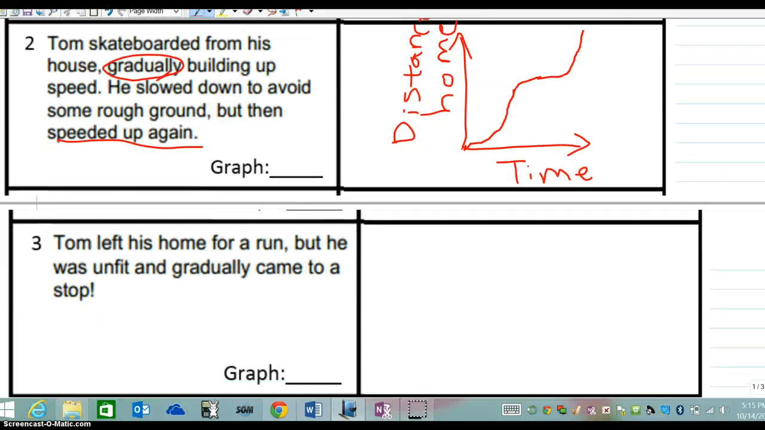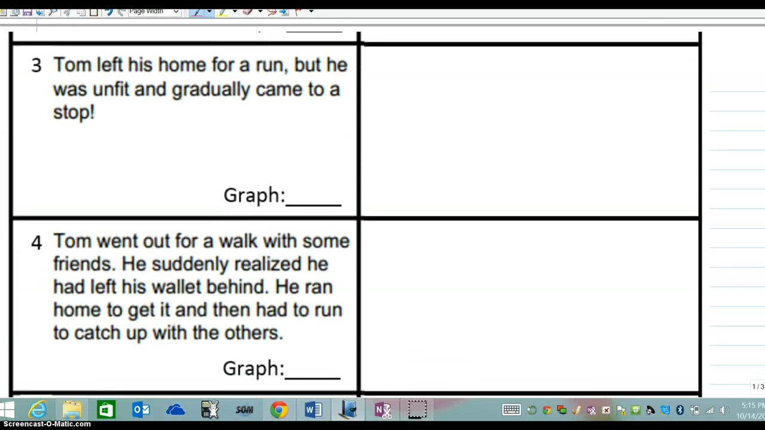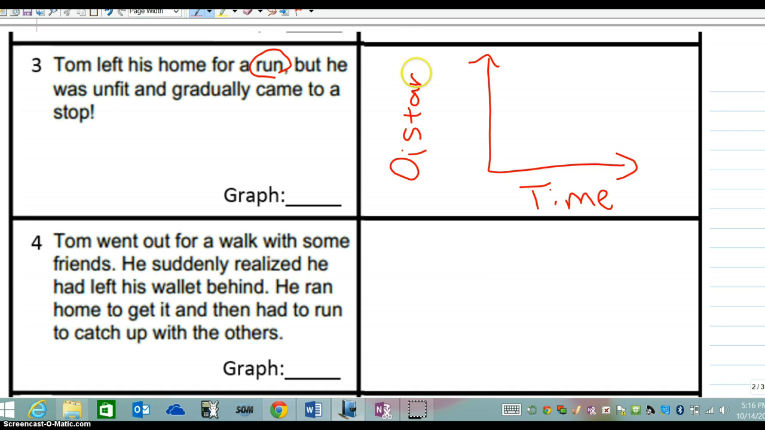Let's look at another scenario. Tom left his home for a run, but he was unfit and gradually came to a stop. So he left his home to go for a run, but because he was out of shape, he had to go back to his house. I have time on one side, and then I have distance from home.